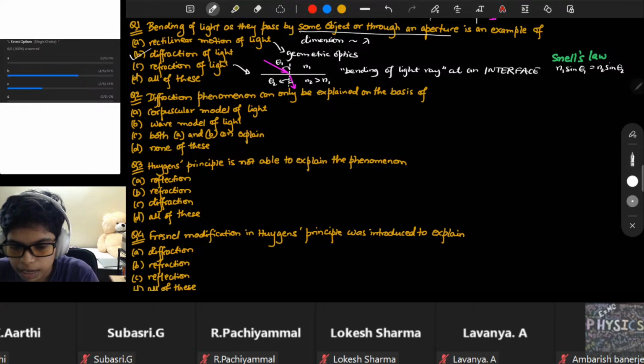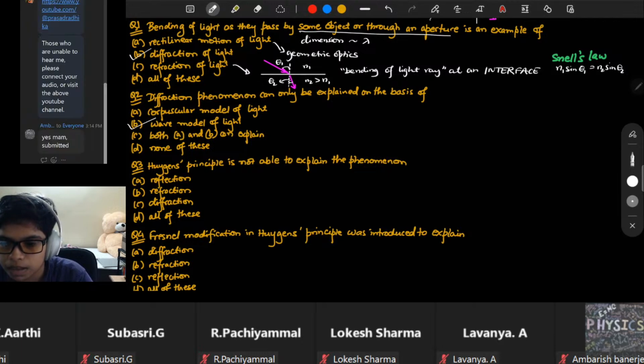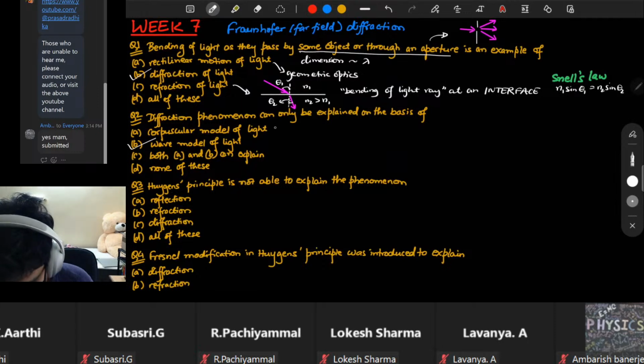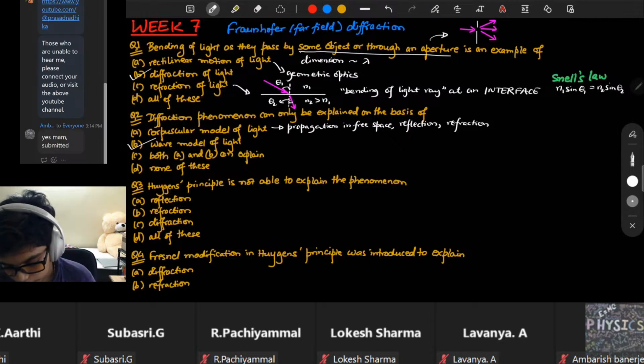Diffraction phenomenon can only be explained on the basis of the wave model of light. Option B is the correct option. Most of you got it right, but some of you selected option C. Option C says both A and B, meaning both corpuscular as well as wave model. That is incorrect because the corpuscular model of light cannot explain the phenomenon of diffraction. The corpuscular model can give you propagation in free space, reflection, and refraction, but it cannot give you diffraction or interference effects.